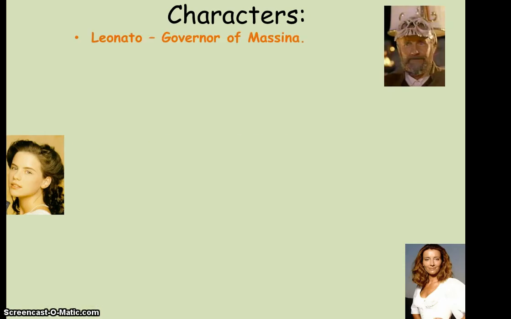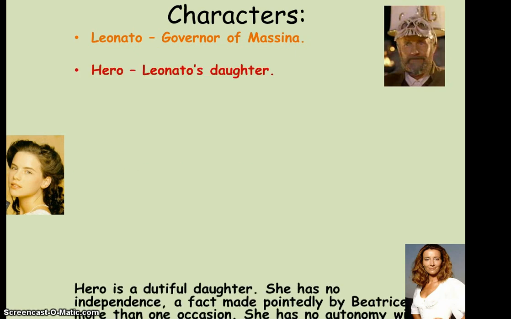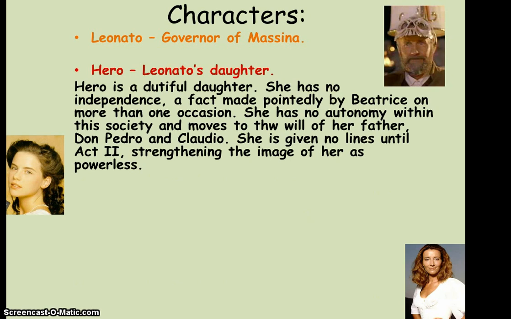We carry on and have a look at the other characters. We've got Leonato, who is the governor of Messina, where it takes place on his estate. Hero is his daughter. Hero is a dutiful daughter. I don't think she speaks really till Act 2. She has no independence, a fact made pointedly by Beatrice on more than one occasion. She has no autonomy within this society and is subject to her father's will.